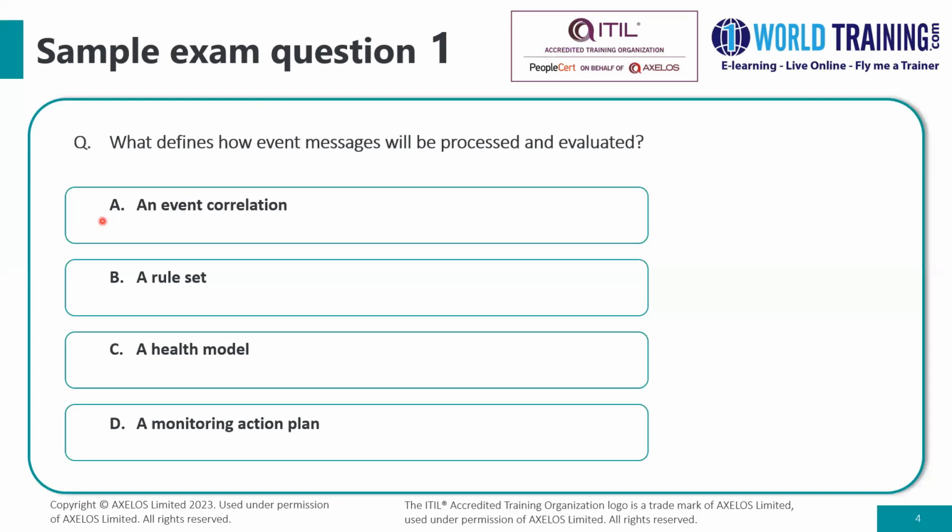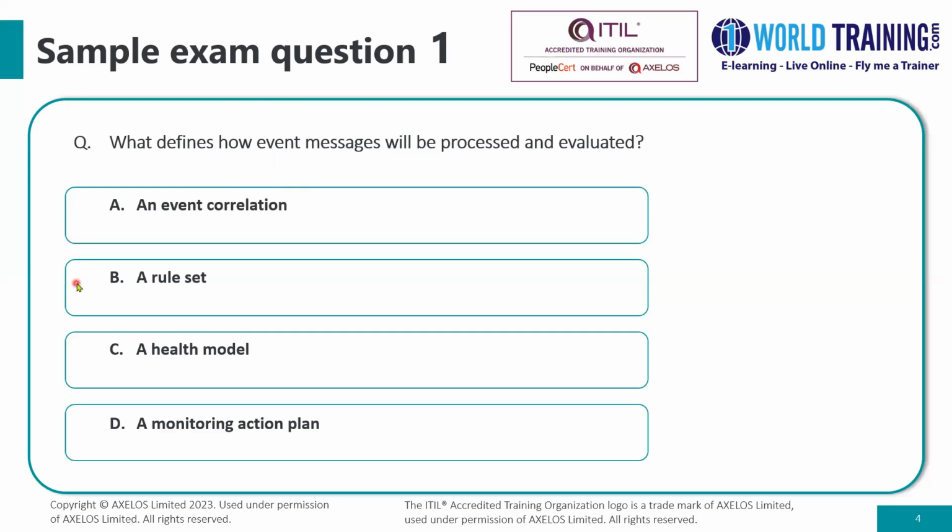This is somewhat a straightforward question. It's about how the event messages will be processed and evaluated. It'll be based on certain needs, certain requirements. Therefore, my first impression here is it could be the rule set, but let's rule out the others and check them as well. Option A, event correlation. In fact, an event correlation is done when an event occurs and it will be correlated with the previously generated event or a set of events. But this is about processing a single event message. Therefore, it will not be event correlation.